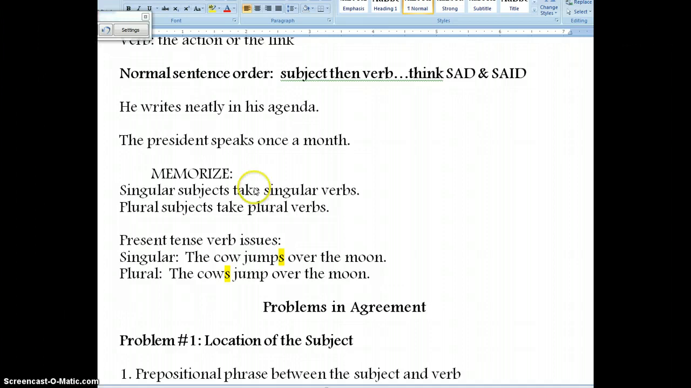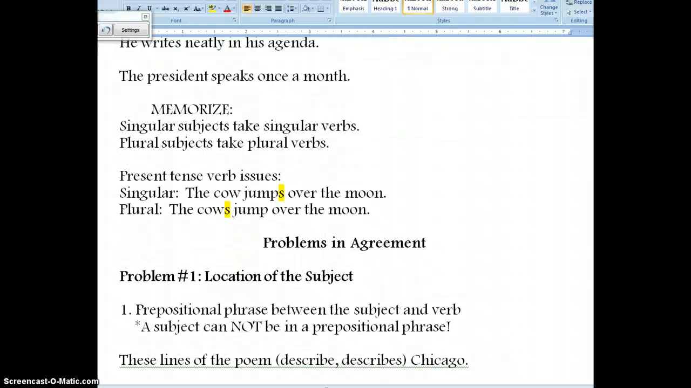Because there are issues with present tense verbs. What happens is people can get confused with what is actually singular and what is actually plural, because a noun's singularity and plurality looks different from a verb's singularity and plurality. So, yeah, those were some big words. All right, let's keep moving.